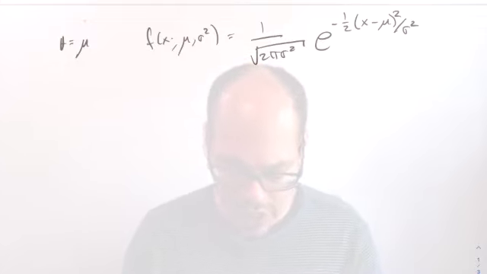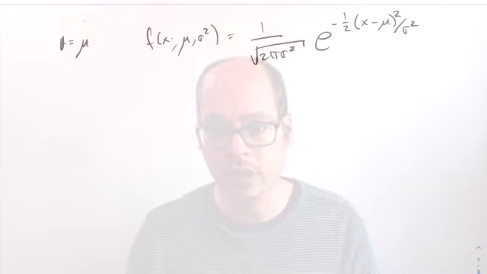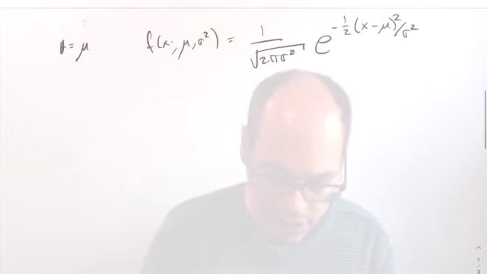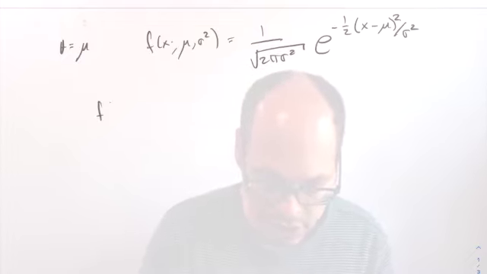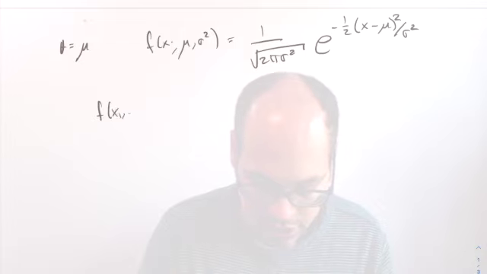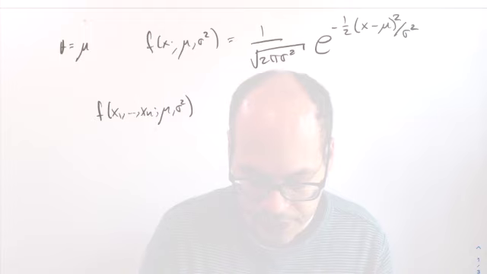Now of course our joint distribution function, since we have n iids, is going to look like f of x1 through xn, mu, sigma squared.